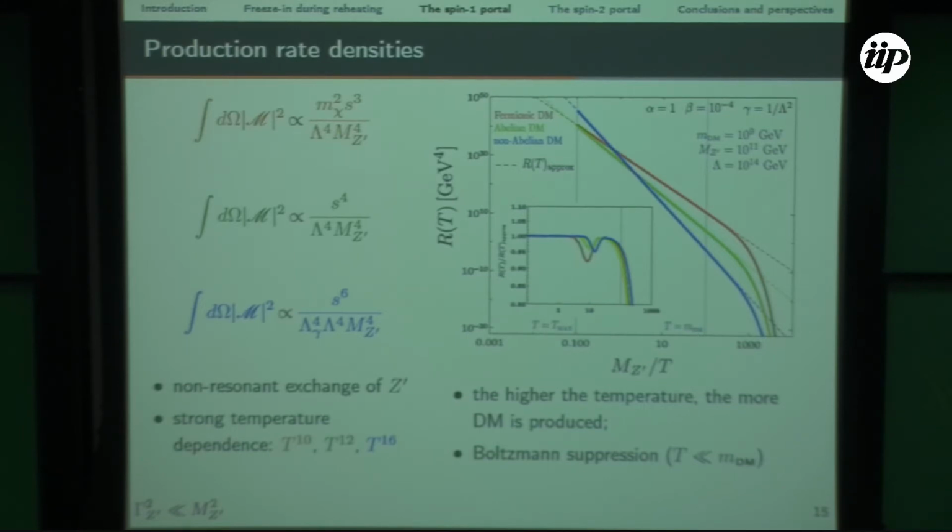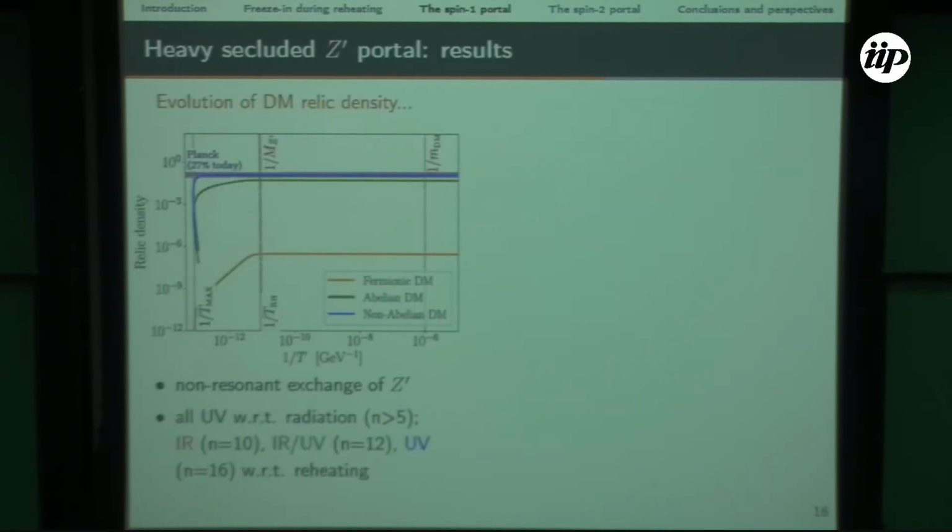So here are the production rates, where we can see the different temperature dependencies. The higher the temperature, the more dark matter is produced. We also see that very heavy dark matter cannot be produced anymore because of the Boltzmann suppression. Here is how the relic density evolves for our three dark matter candidates as a function of the inverse of temperature, essentially the time. As expected from our analysis of the temperature dependency, it happens at most at the reheating temperature, so before the radiation era we have the production of dark matter. And the stronger the temperature dependency, the earlier the production happens.